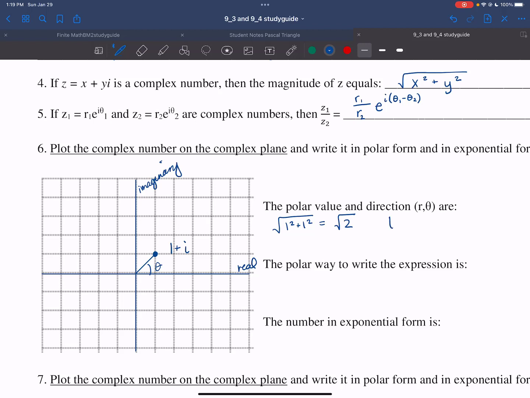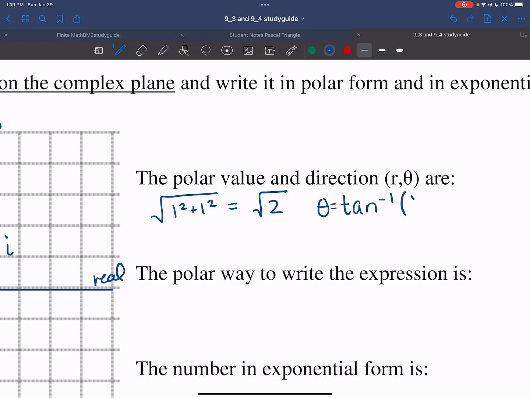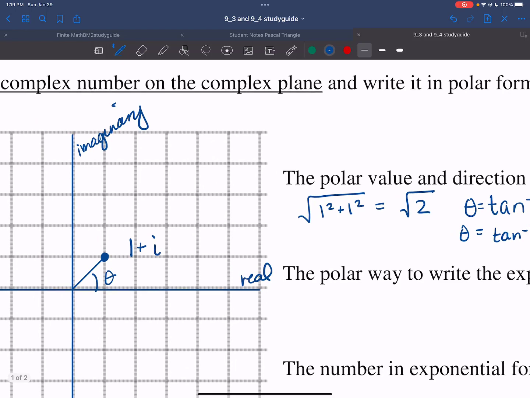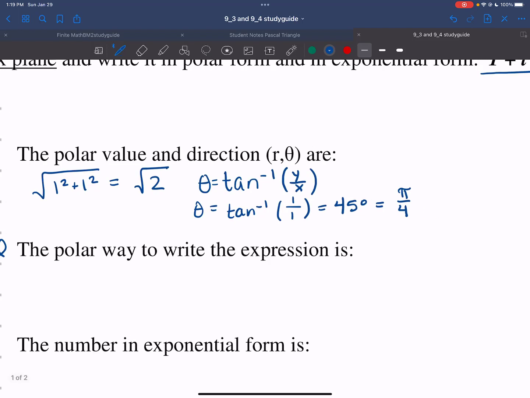And because I have 1 and 1, I can tell that this is a 45-degree angle, but let's go ahead and go through the motions of finding your angle. So the inverse tangent of y over x is how I find it. That angle is going to be the inverse tangent of 1 over 1, which is just going to be 1, and that gives me 45 degrees. And that is actually in the first quadrant, so I don't need to do anything to it. But it's also equal to pi over 4. So I'm going to use that in my information here. If I put it in this format, I have square root of 2 comma pi over 4.